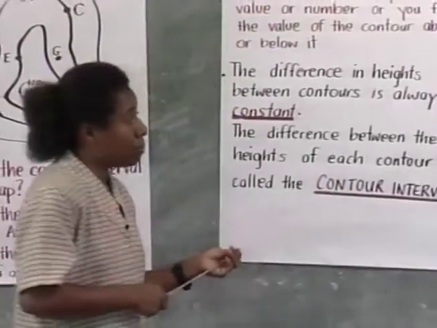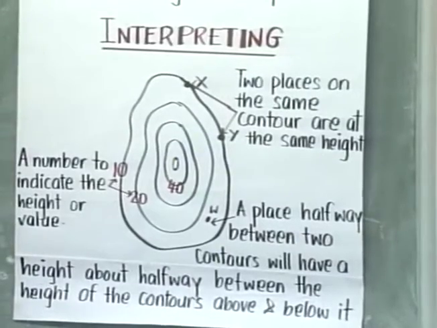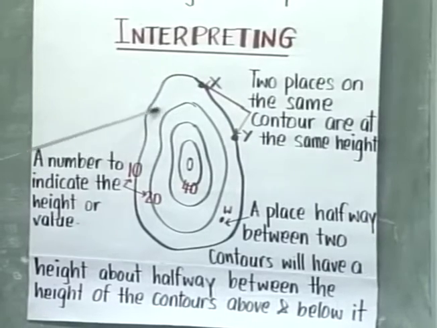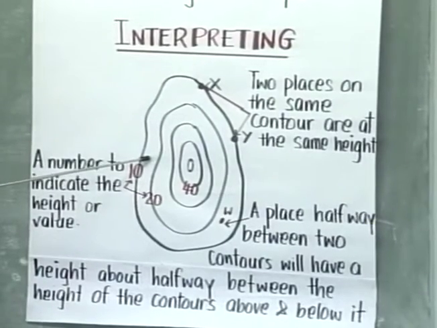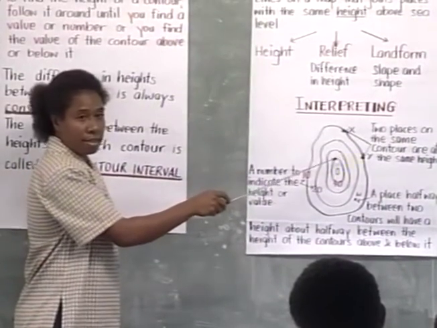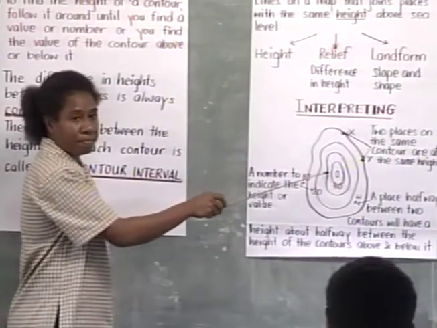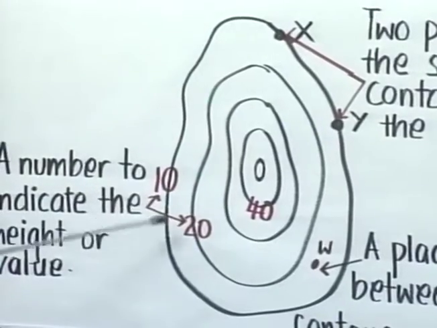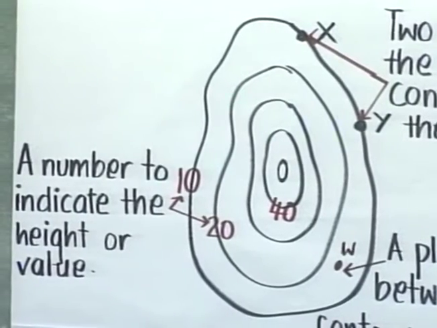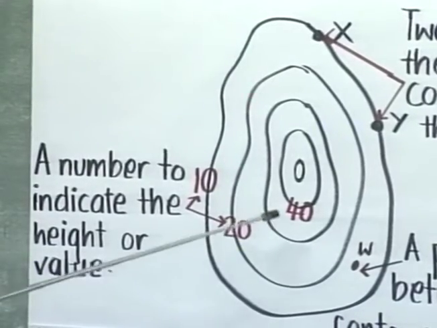Now looking at interpreting contours. On the chart here, it is important for us to know that contours are thin brown lines you will find on your topographic maps. You will also note that for each of those contour lines, there are values or numbers put next to them or on those lines. Those numbers indicate the height of the land. And usually, the height of the land is given in meters. For all our work on contours, the height will always be in meters.